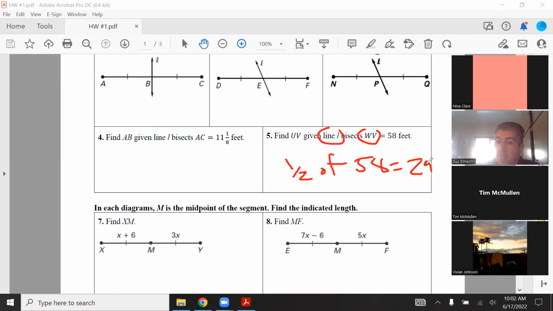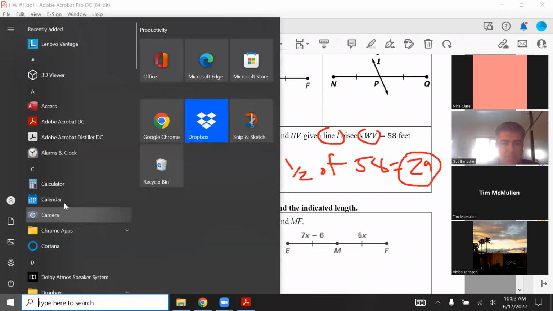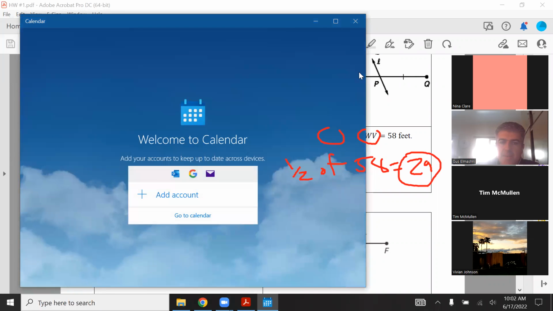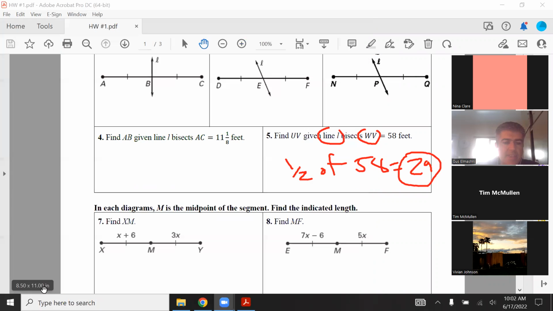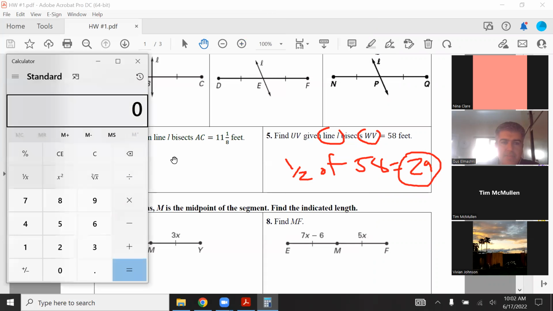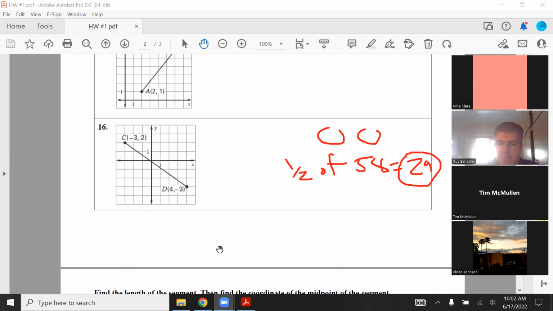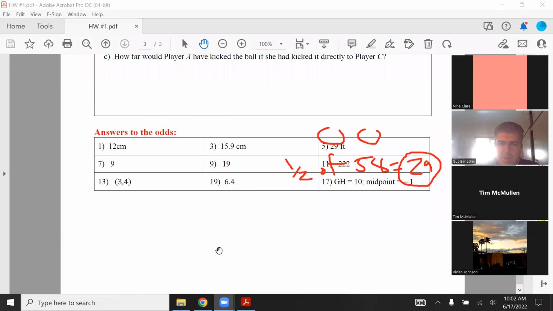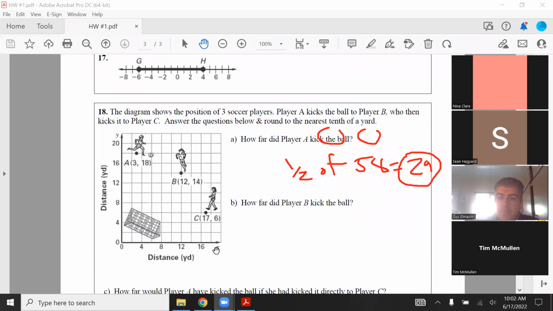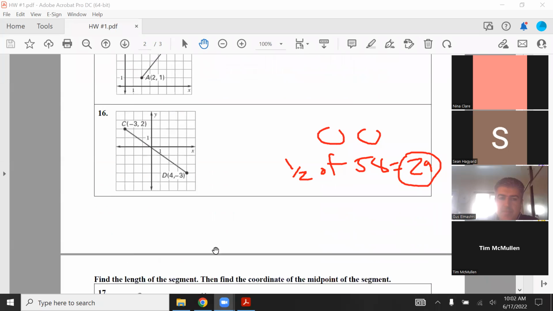And again, feel free to use a calculator if you need to. For example, if I just use the one on my computer, calculator, if I just do 1/2 times 58, I get 29. That's all. So don't overcomplicate it. It was a little confusing because they didn't really tell you where U was, but yeah, just 29. And Sean, go ahead.